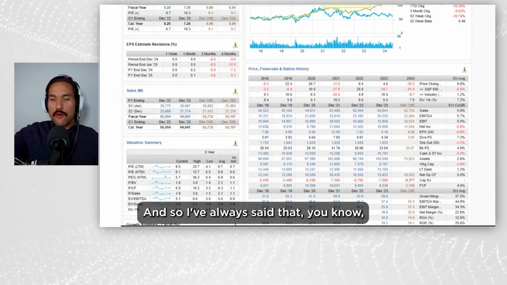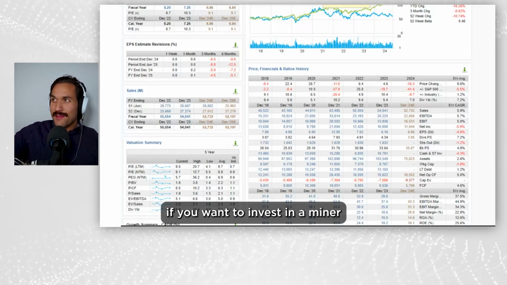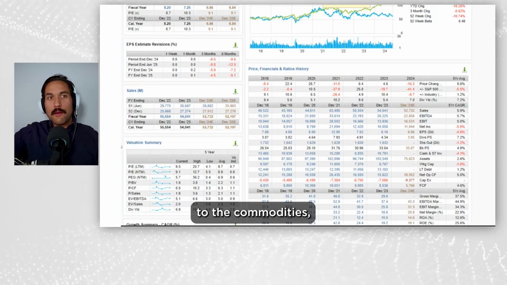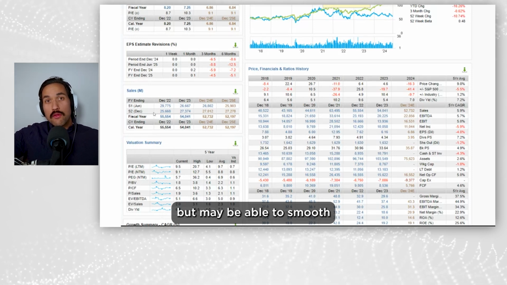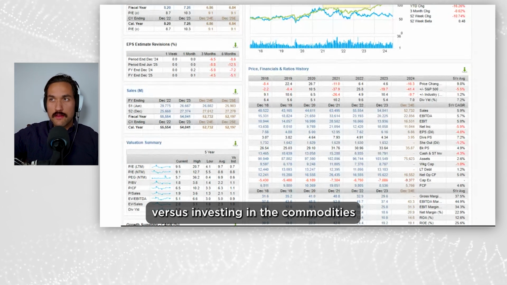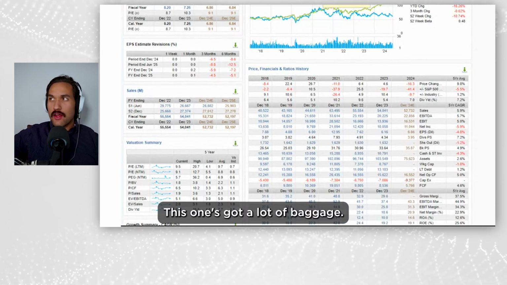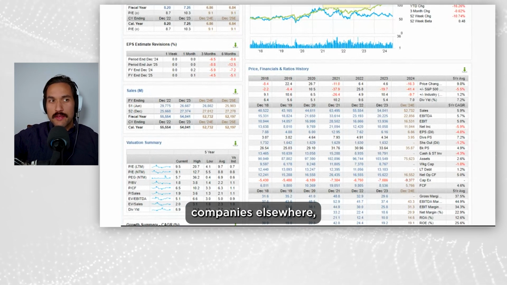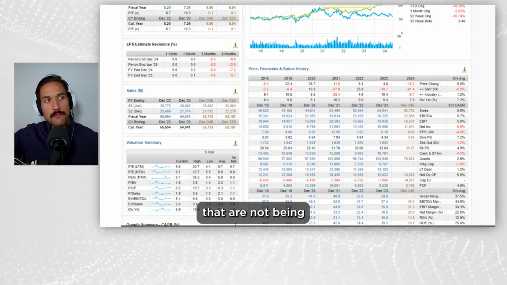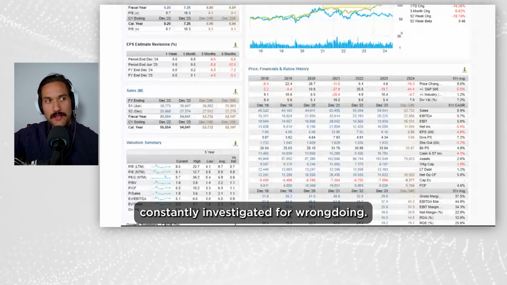And so I've always said that, if you want to invest in a miner that is going to be exposed to the commodities, but may be able to smooth the investment experience versus investing in the commodities, invest in one with less baggage. This one's got a lot of baggage. I think there are better mining companies elsewhere, certainly ones that are not being constantly investigated for wrongdoing.